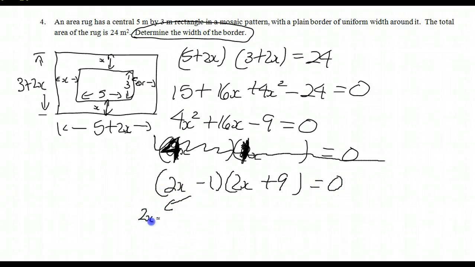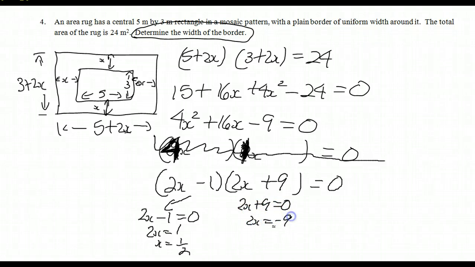So this says 2x minus 1 is equal to 0. 2x is 1. X is 1/2. There's actually a very easy way to do this. I'll show you in a sec. And this one is 2x plus 9 is equal to 0. 2x is negative 9. X is negative 9/2.